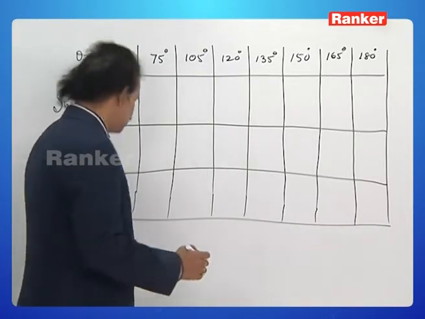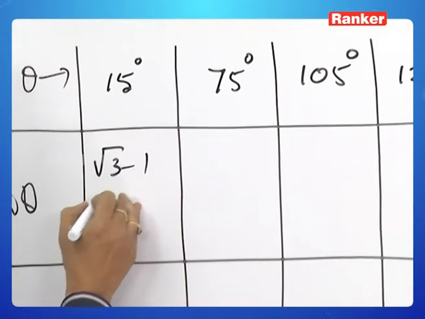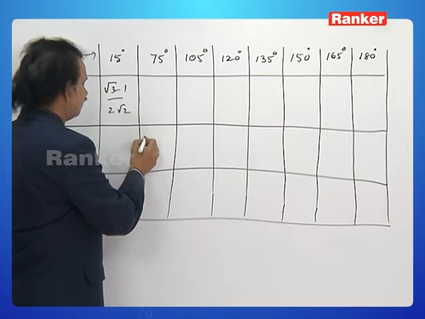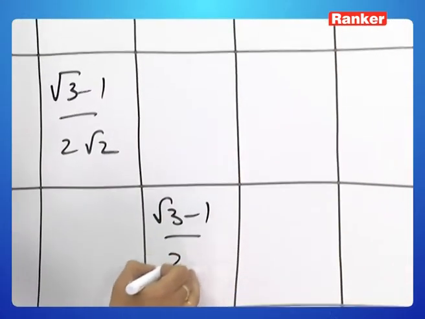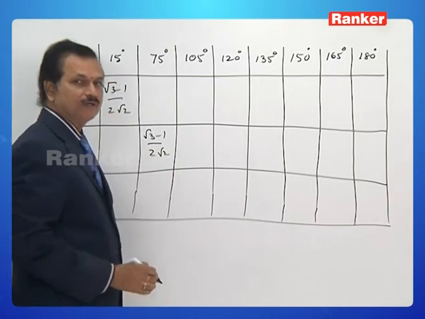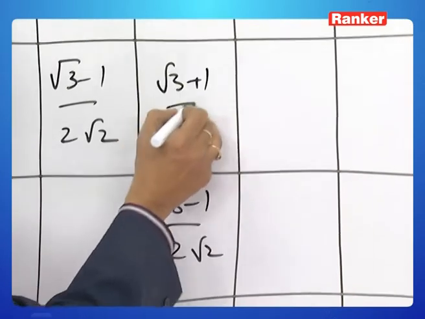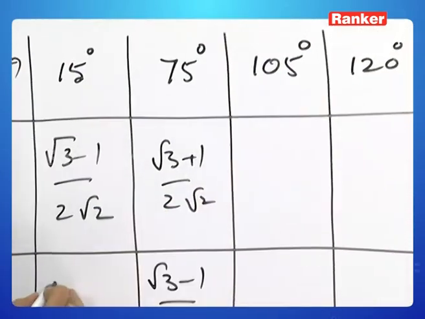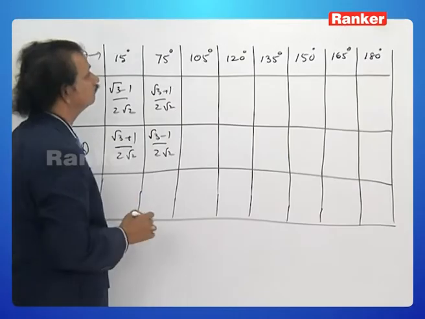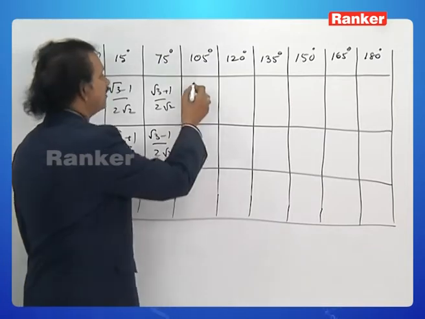Come on, what is sine 15 degrees? Root 3 minus 1 by 2 root 2. Sine 15 is equal to cos 75, isn't it? Root 3 minus 1 by 2 root 2. So at a time you can fill two columns. Right. Sine 75 is root 3 plus 1 by 2 root 2, which is nothing but cos 15, isn't it? Root 3 plus 1 by 2 root 2, because they are complementary.